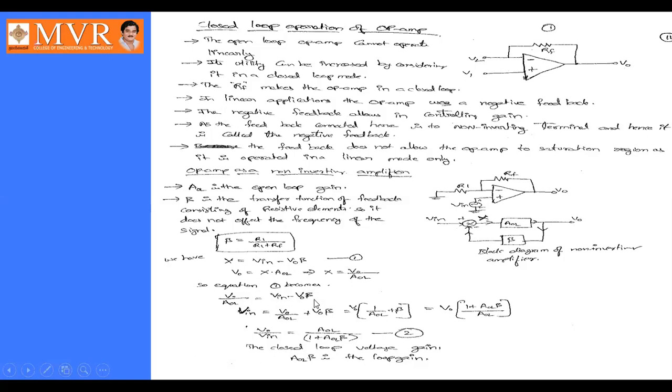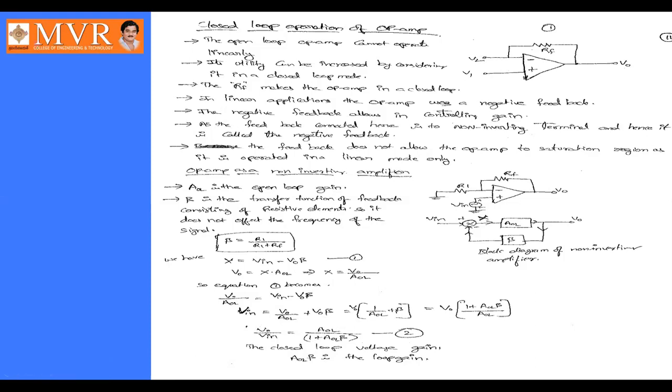So from equation 1, we can write V naught by AOL is equal to V in minus V naught into beta, where in the place of X we write V naught by AOL. By solving this equation, we obtain V naught by V in, which is equal to AOL by 1 plus AOL into beta. So open loop voltage gain divided by 1 plus AOL into beta. This V naught by V in is called the closed loop voltage gain.